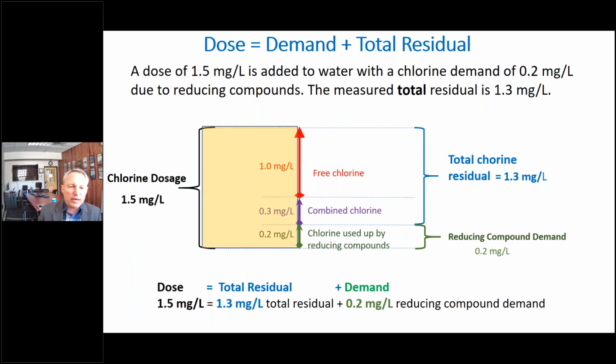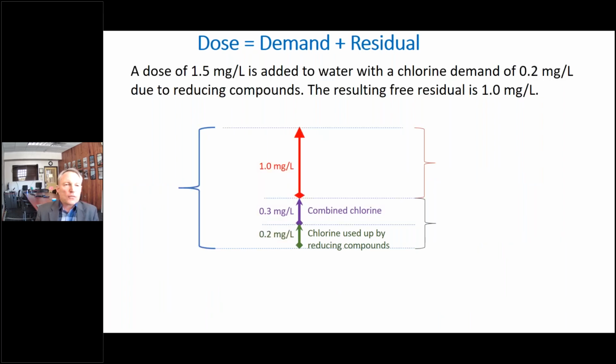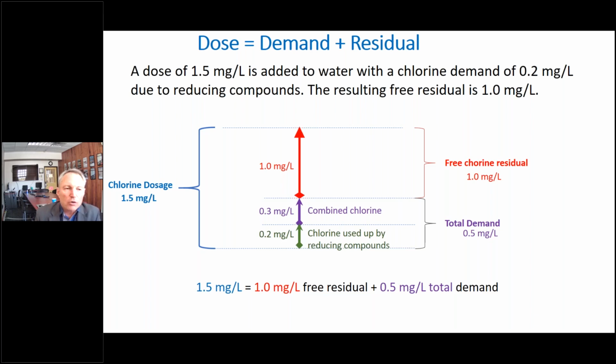We're going to do the same thing with free chlorine now in this slide. Once again, we have a dose of 1.5 milligrams per liter, and we still have that chlorine demand due to reducing compounds of 0.2 at the bottom. But this time, we measure a free chlorine residual of 1.0 milligrams per liter. Our total chlorine demand in this slide is an addition of the combined chlorine plus the chlorine that's used up by reducing compounds. So if we were to write this as an equation, our dose of 1.5 milligrams per liter equals the 1 milligram per liter of free residual that we measure, plus the 0.5 milligram per liter of the total demand.